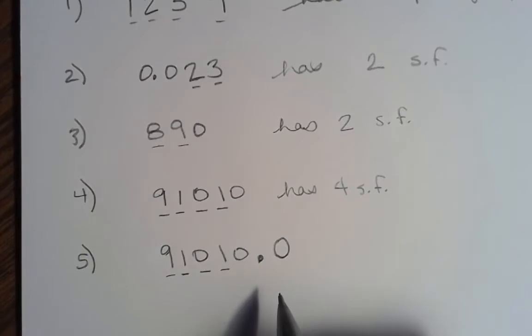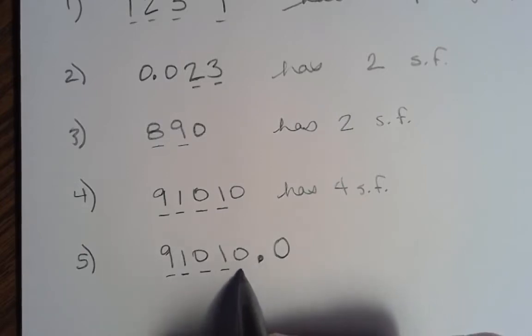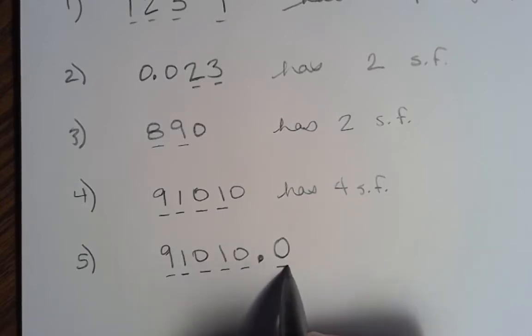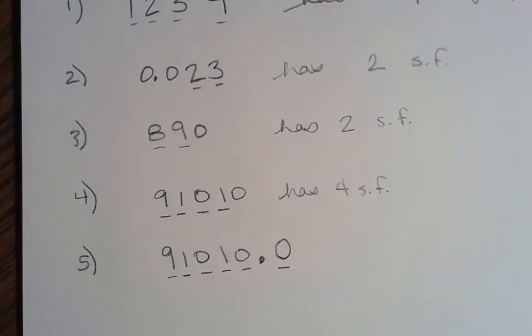Here's more end zeros, but now we have a decimal. Somebody bothered to write the decimal. These are both ending zeros, and there is a decimal. Therefore, this number means that we are totally certain that it is exactly this amount. These ending zeros with that decimal are significant.